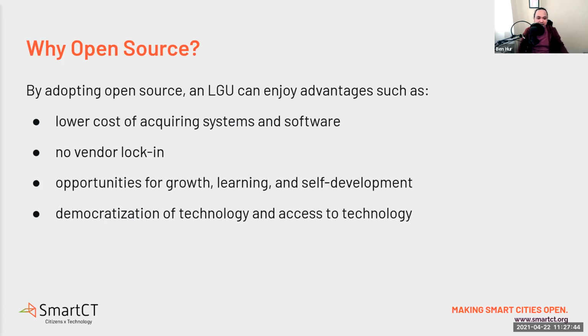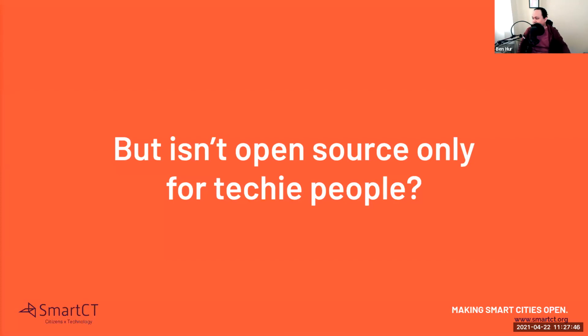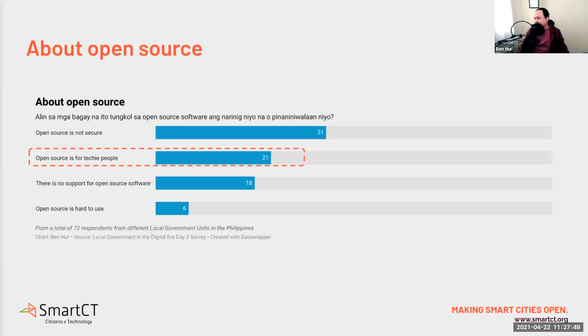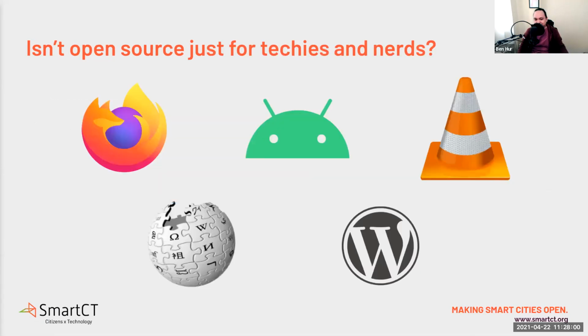Diba? But Ben, isn't open source only for techie people? Yeah. Open source is for techie people. 21 out of around 1/4, 1/3 of you said that. Not really, if you've ever used Firefox, Firefox is open source. So if you're using Firefox now, sa Facebook, Twitter, or watching this, you're using open source. If you have an Android phone right now, you are using open source. If you've ever watched anything on VLC, you're already using open source.